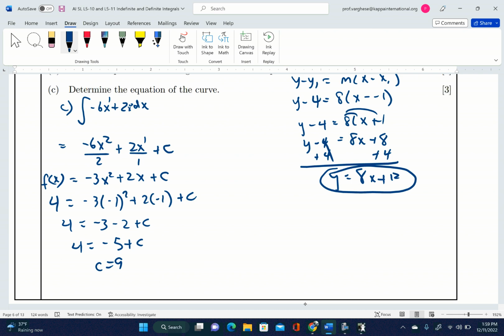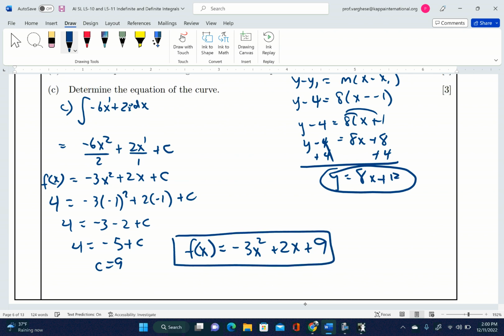Okay, so now the final answer: f of x is equal to, we have our function right here, negative 3x squared plus 2x, and instead of the c right here, we found that c is 9. So that is our whole function, and that is our answer for part C. Okay. Last question.